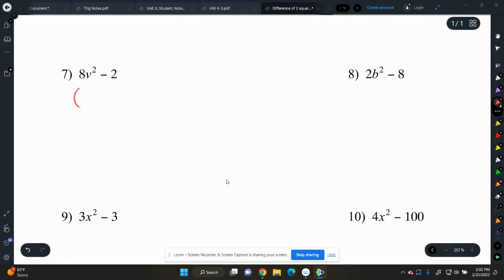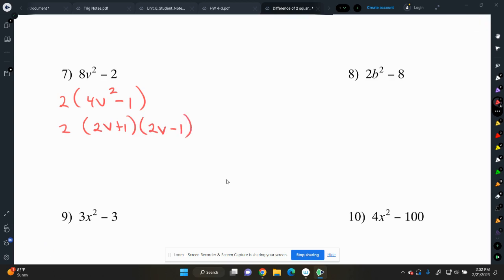2, 4b is a power of 2. Okay. 2 plus 1. 2. Good. Excellent. Okay.